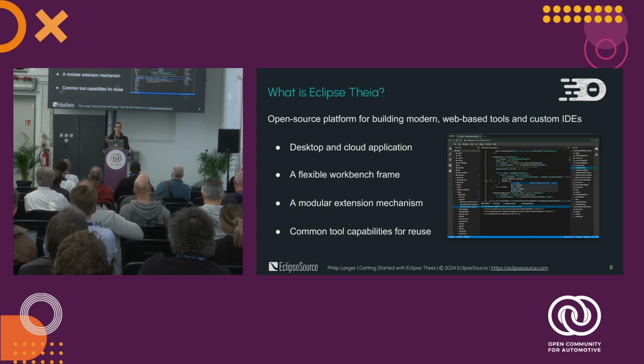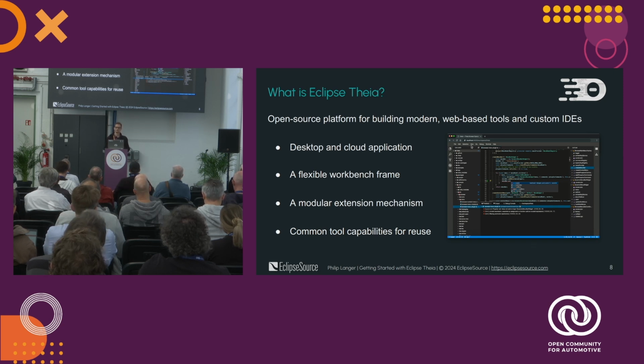And you can even switch back and forth depending on your use case, whether for this use case a cloud application is a better fit, or for another use case a desktop application is a better fit. And what it provides you with is essentially a flexible workbench frame. If you look at this picture here, that means you have an activity bar on the left-hand side, on the right-hand side a status bar. You have different views, menus, commands, and all of that, which is essentially a default frame that you can use to build on top, so you don't have to worry about these things.